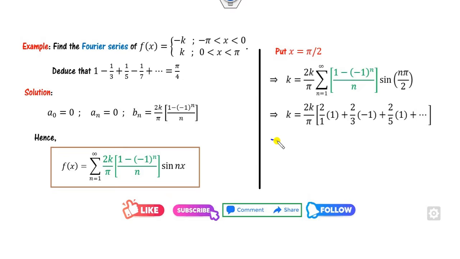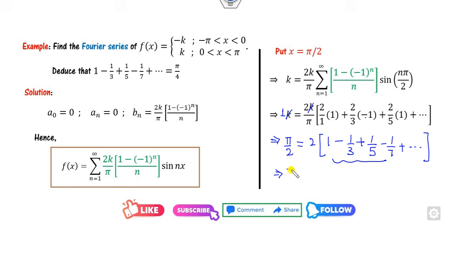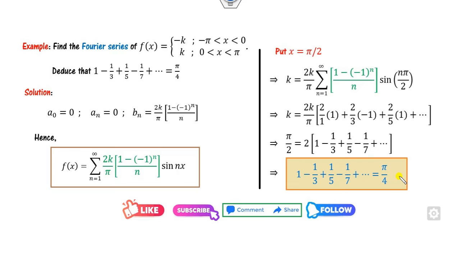And so you can see I can write this, pi will be cancelled out. It's a 1. So it is a pi over 2. I can take 2 also as a common. It's 1 minus 1 over 3 plus 1 over 5 minus 1 over 7 and so on. So can you find this value? Pi over 4 is the right answer of this problem. And this is the required target you want to prove. That is the required answer.